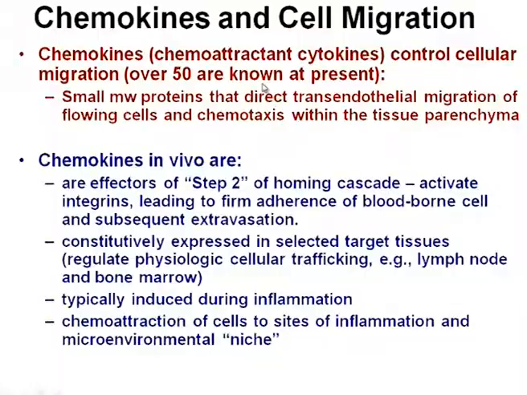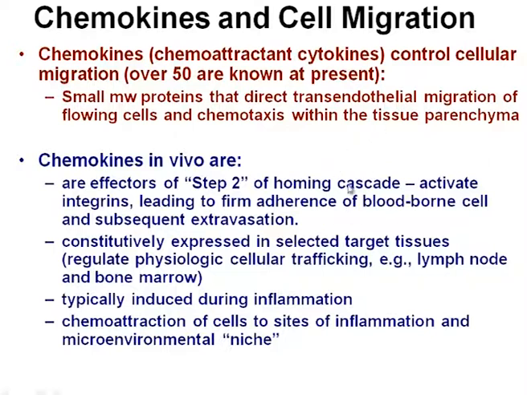So let's talk about the step 2 effectors. Most generally, it's the chemokines. Chemokines are small molecular weight molecules, generally less than 10,000 molecular weight. Over 50 are characterized, and they direct transendothelial migration by functioning in the step 2, the integrin activation portion of this. The cells in blood flow will have receptors for these chemokines that are present within the endothelial beds of the target tissue. So they are effectors of step 2 of the homing cascade.